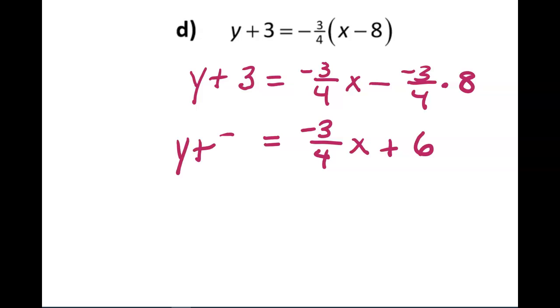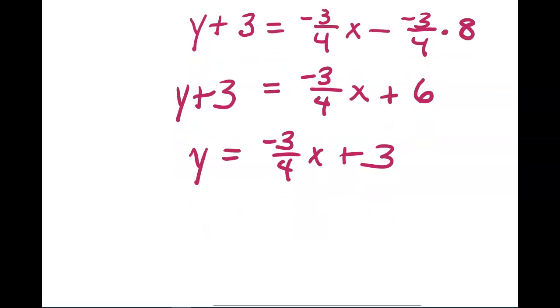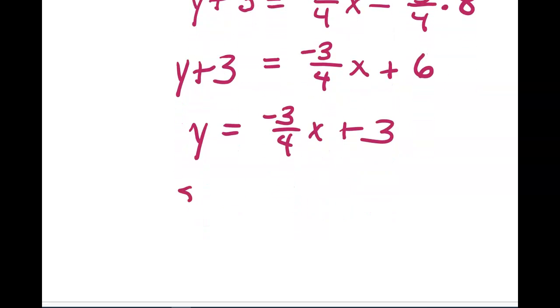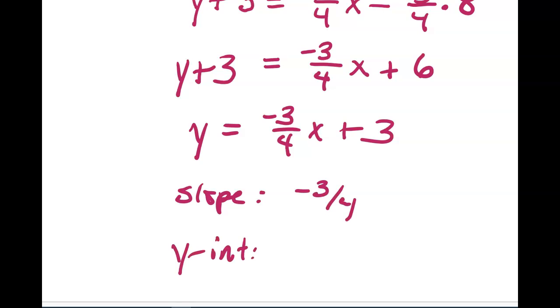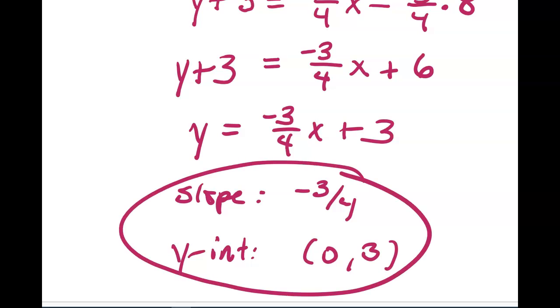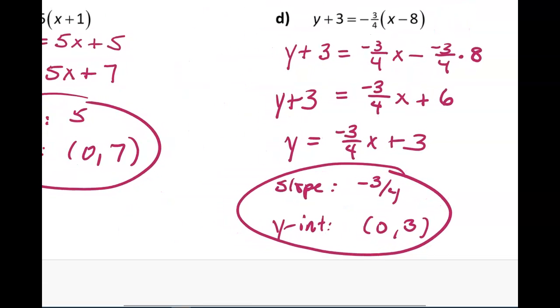And then we have y plus 3 left over here. Last thing to do, subtract 3 from both sides of the equation, and that's going to give us y equals -3/4 x plus 3. So here our slope is -3/4, and the y-intercept is the point (0, 3). Right, that's pretty much it for this section.